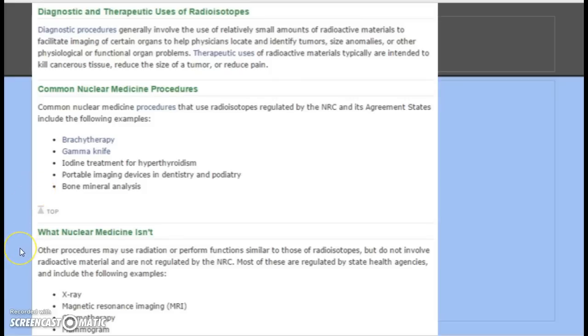analysis. What it's not: other procedures may use radiation, such as X-rays, or perform functions similar to those of radioisotopes, but do not involve radioactive material, and therefore they're not regulated by the NRC. Okay, so examples of the ones where we're still using radiation, still using the energy and the emissions given off, but it's not the decaying of a radioactive isotope, would be X-rays, MRIs, chemotherapy, mammograms, so a bunch of different stuff with medicine.